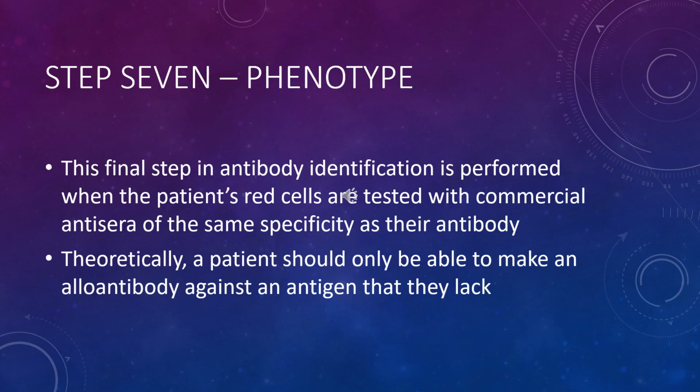Now, if the patient ends up being positive for the antigen in question, and your autocontrol is negative, which is testing the patient's plasma against their own red cells, then I would consider your interpretation suspect. I would start to consider that maybe you didn't correctly identify the antibody, and further investigation would be warranted in that case.